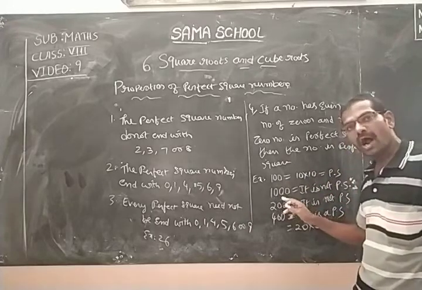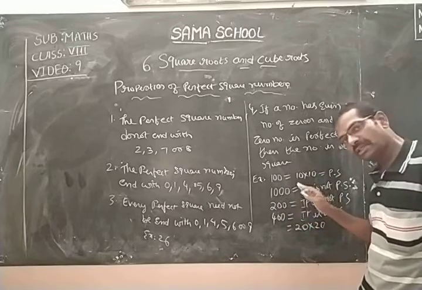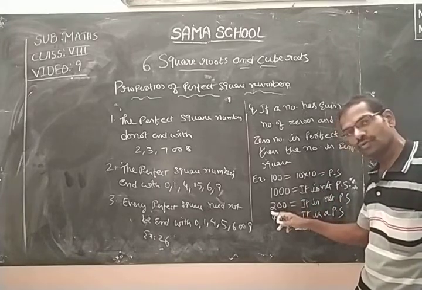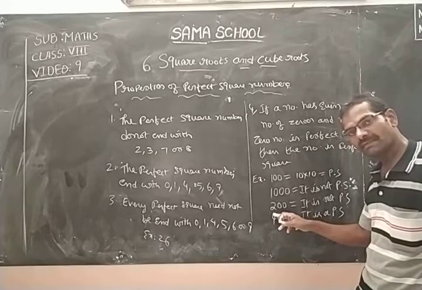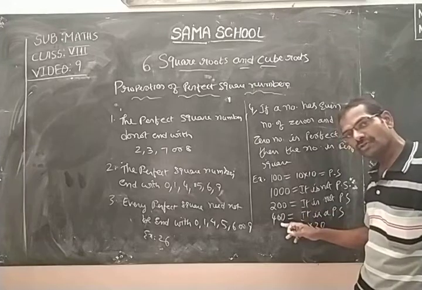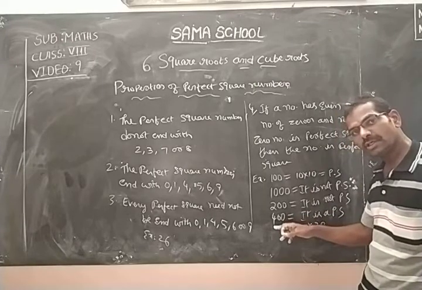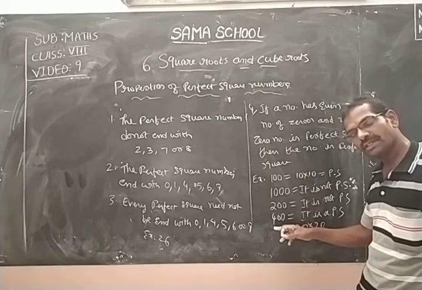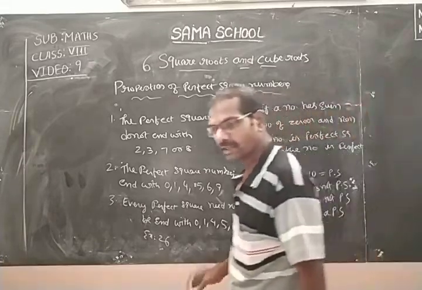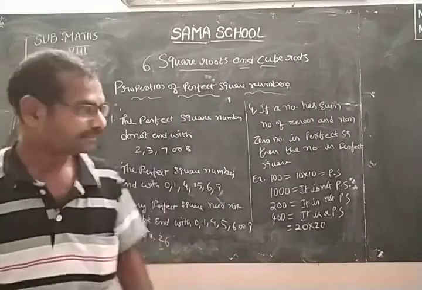Here an odd number of zeros are there. No need to check. It is not a perfect square. Here an even number of zeros are there. Then the non-zero number is 2. You have to check: 2 is not a perfect square. So it is not a perfect square. And 400, an even number of zeros are there, and you have to check the non-zero number. The non-zero number is 4. It is a perfect square. So it is a perfect square number, because 20 and 20. And next point.